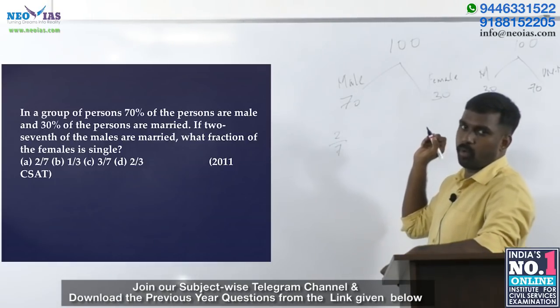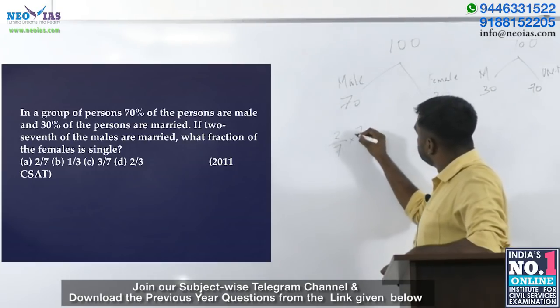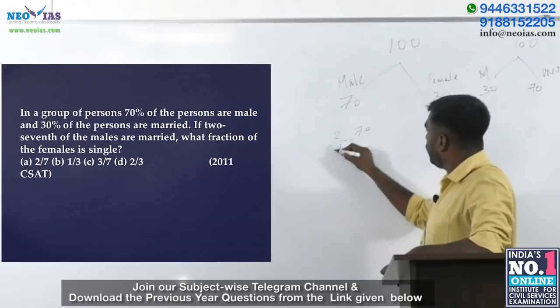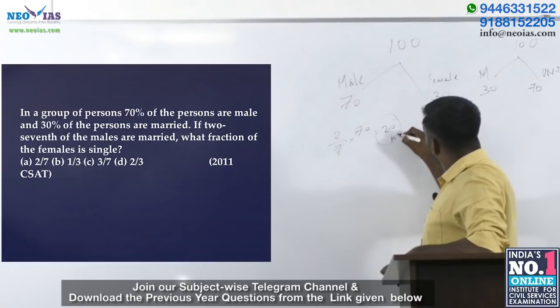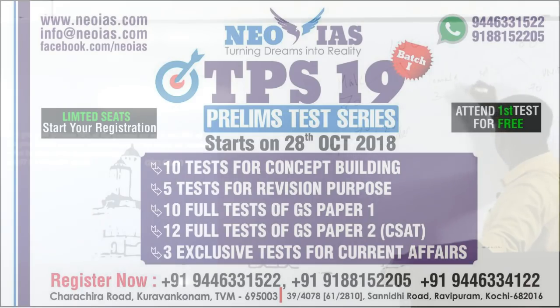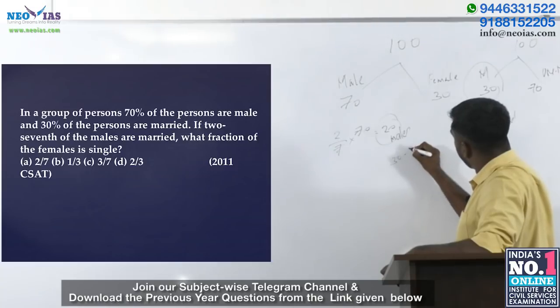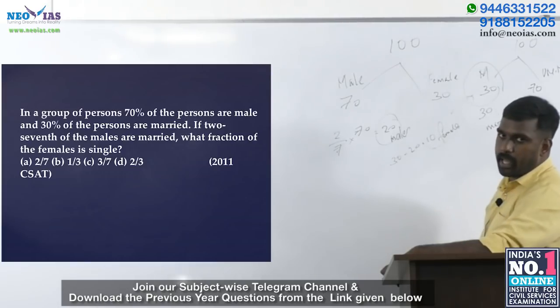1/4 means 1 by 4, right? So, 2/7 of the males, which is males? 70. These are married. So, this is 20. 20 males are married. Total how many are married? 30 are married. So, how many females will be married? So, 30 minus 20, 10 females will be married.